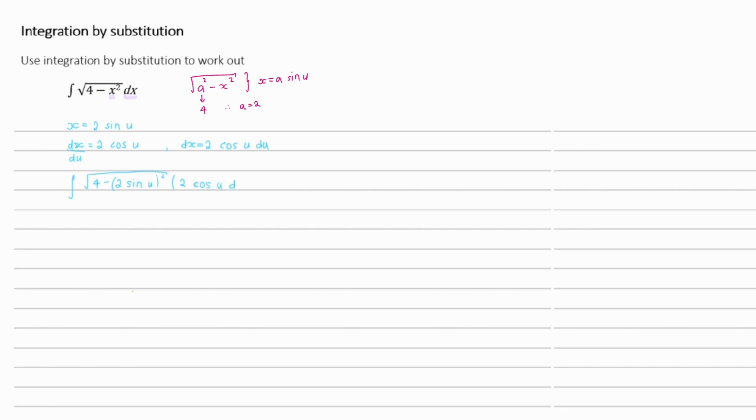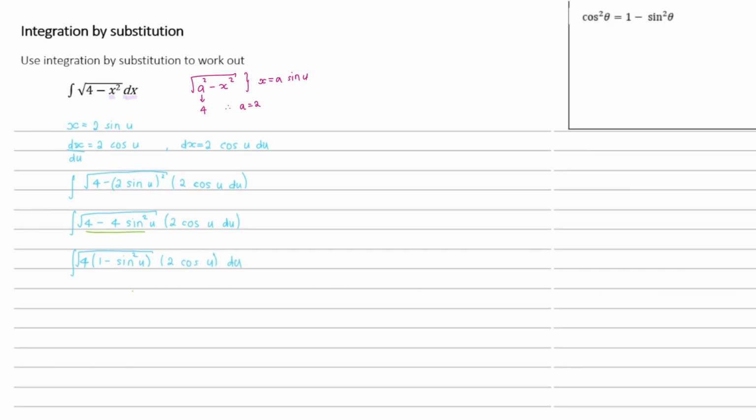u du. We can expand the brackets and rewrite this as 4 minus 4 sine squared u, and we've still got 2 cosine u du. We will now factorize the part that is in our root, and we can rewrite it as 4 bracket 1 minus sine squared u, 2 cosine u du.